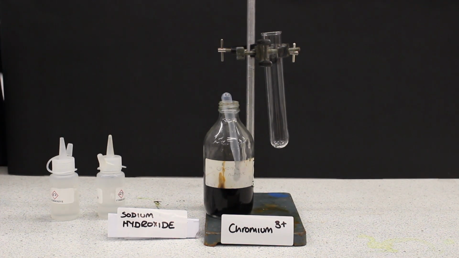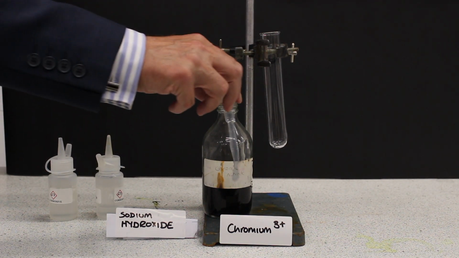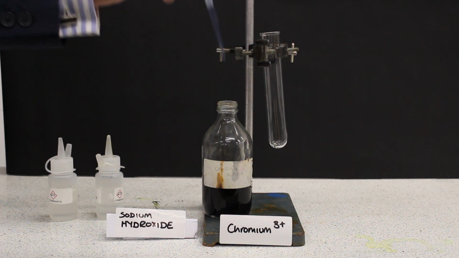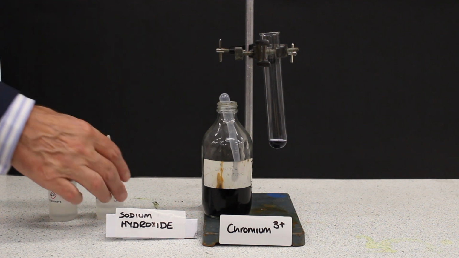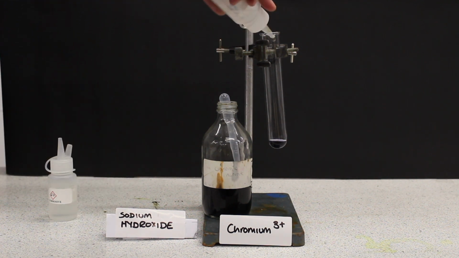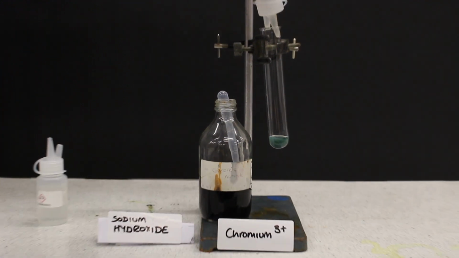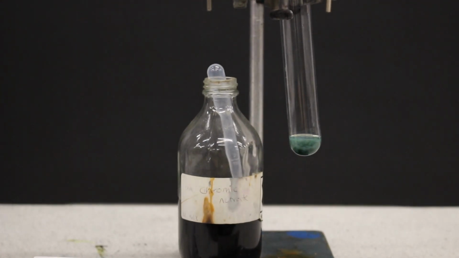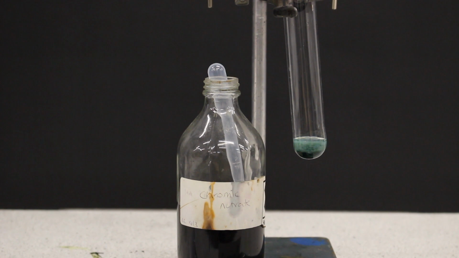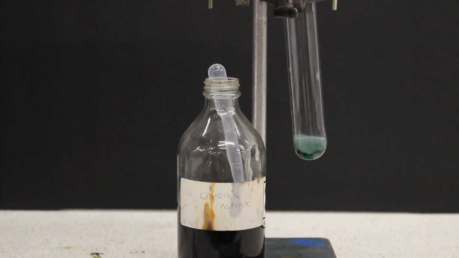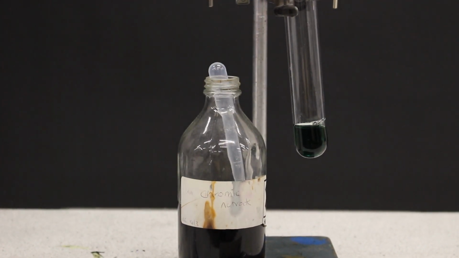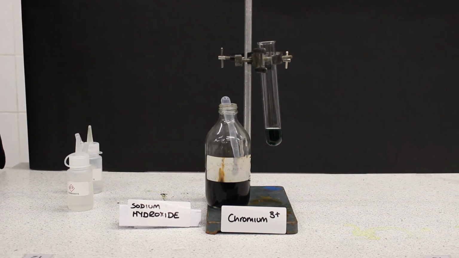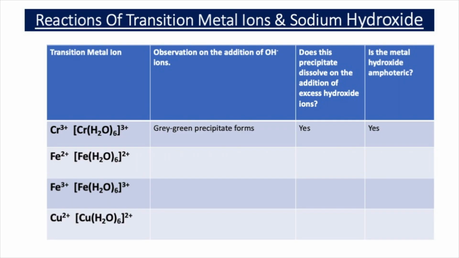Now, in this first experiment, we're going to put a few drops of chromium(III) nitrate, which contains chromium 3+ ions, into a test tube, and then we're going to add a few drops of sodium hydroxide, and we end up with a grey-green precipitate. And then we're going to add excess sodium hydroxide to see if this precipitate dissolves. And as you can see, when we add excess sodium hydroxide, the precipitate dissolves, which shows us that chromium(III) hydroxide is amphoteric.